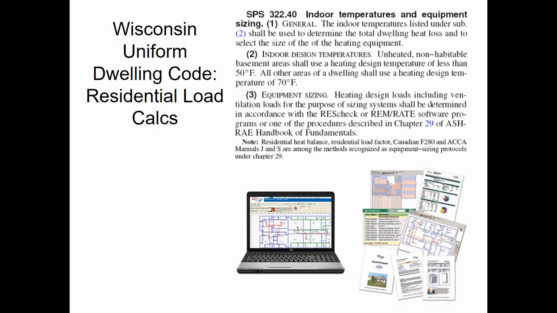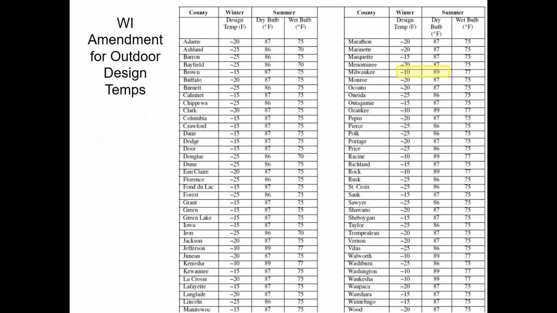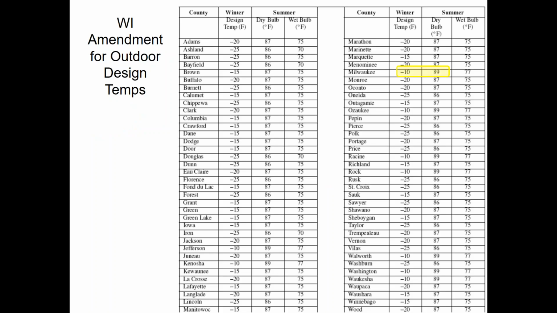Now, Wisconsin also amends the ACCA weather data for the outdoor temp. So if I took Milwaukee as my example, it would be 2 degrees heating, 87 would be my cooling design temp. However, because of the Wisconsin amendments on those, I'm actually using -10 and 89. So it's supposed to be 2 and 87, but I'm going to use -10 and 89 when I do my load calc. So my code official is happy with those numbers.